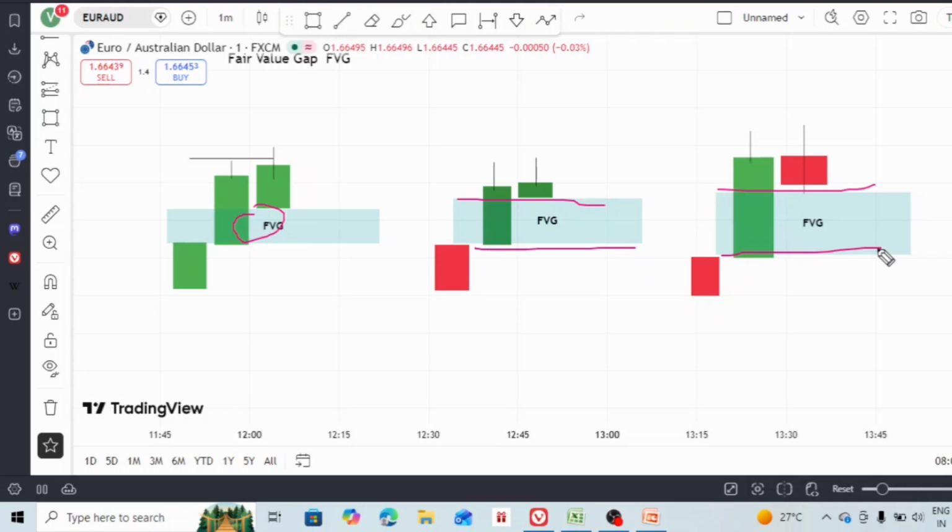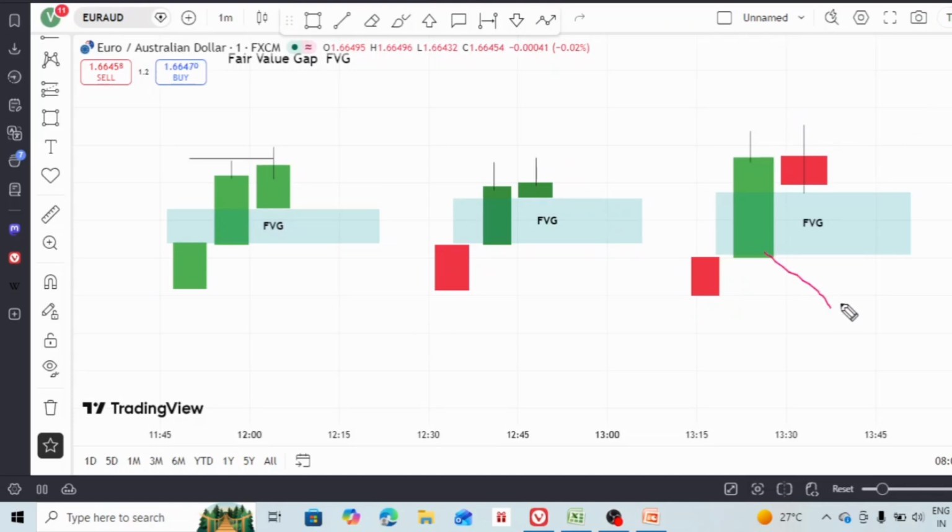So the size of the gap doesn't matter, okay? It doesn't matter the color of the candle, the size, the color, the size of the candle. It doesn't really matter here, okay? So these are all the fair value gap, okay?